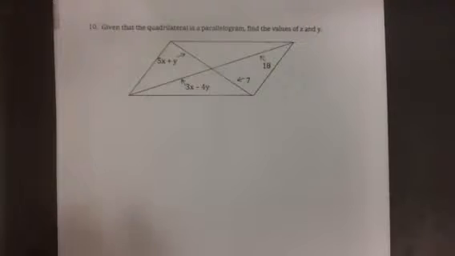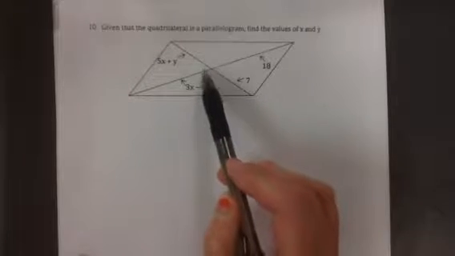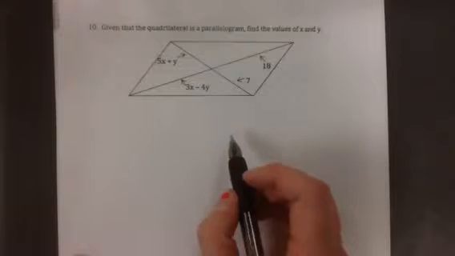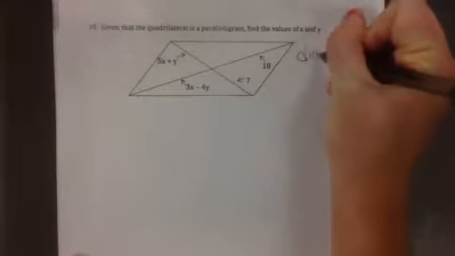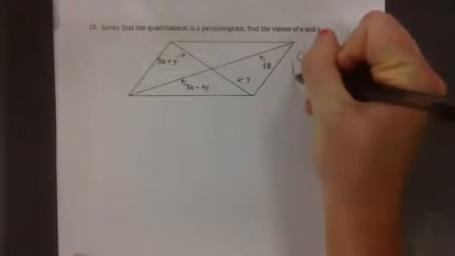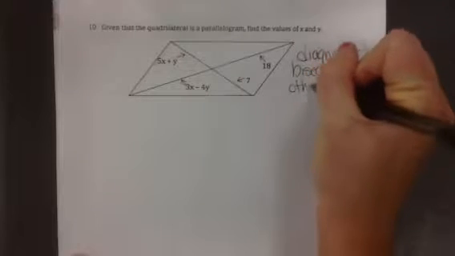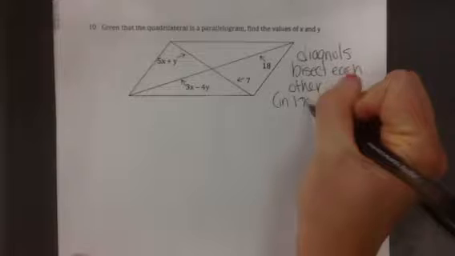So going through this first one, it was number 10 on your quiz. It says, given that the quadrilateral is a parallelogram, find the values of x and y. What we have here is a parallelogram, and notice that our arrows are pointing to the diagonals within the parallelogram. What we know about diagonals within a parallelogram is that diagonals bisect each other. So this means that they're being cut in half and that they're equal.